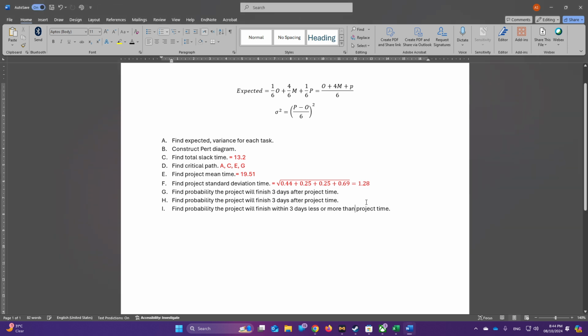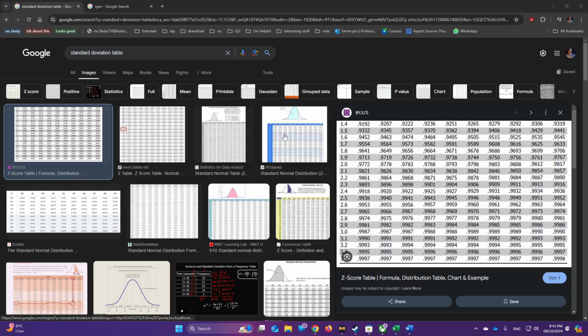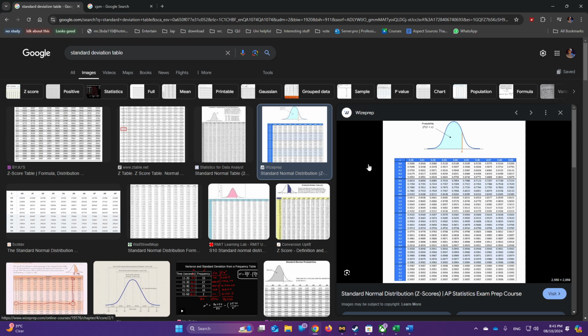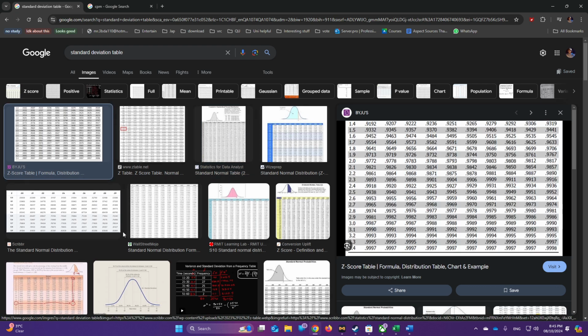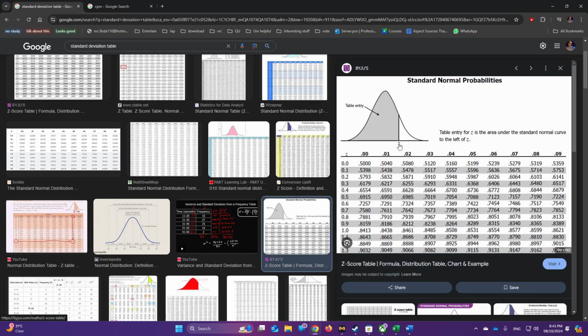Now for the last 3 questions, they will be about probability. The probability that the project will finish 3 days after the project time, or 3 days before the project time, and 3 days less or more than the project time. Now in the exam, we will be given a table like those, and from them we will be able to get the probability. For this table, you need to find a value called z, and to find it, you need the following equation.